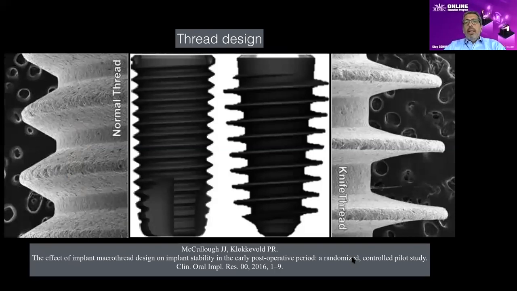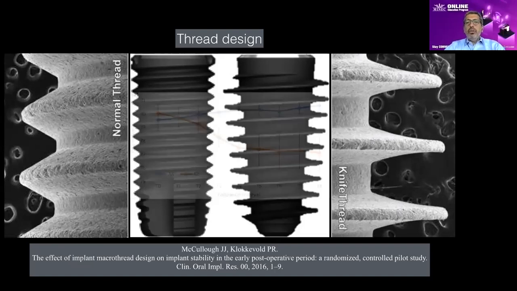Thread design. And this is a very interesting study. This study compares two different implant geometries. One implant geometry with a V thread. This is the normal thread that you will find on most implants. And one implant geometry with a knife thread. And this is the type of thread that you will find on any Ridge implant. These two implants belong to the same company. They both belong to Megagen. So we're comparing two implants that were produced by the same company.